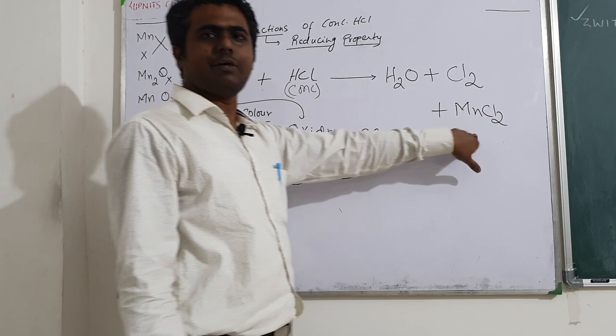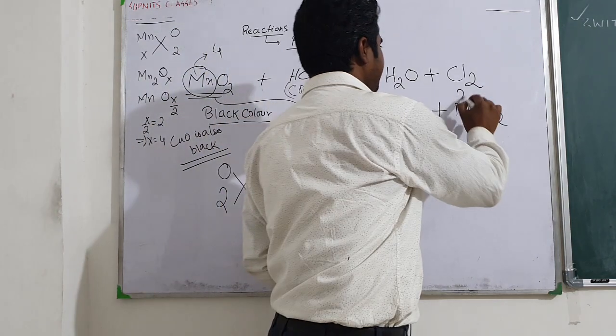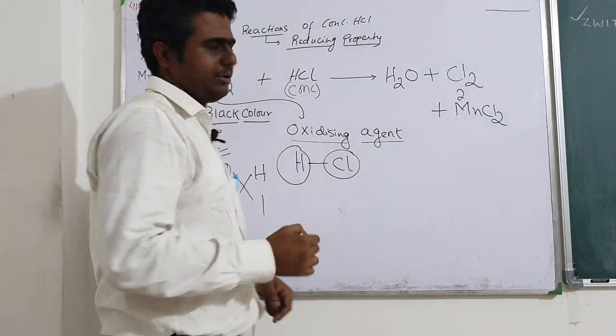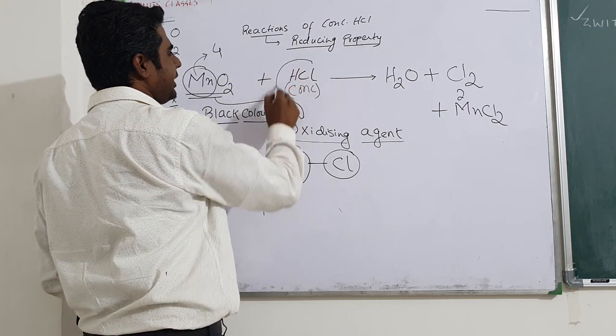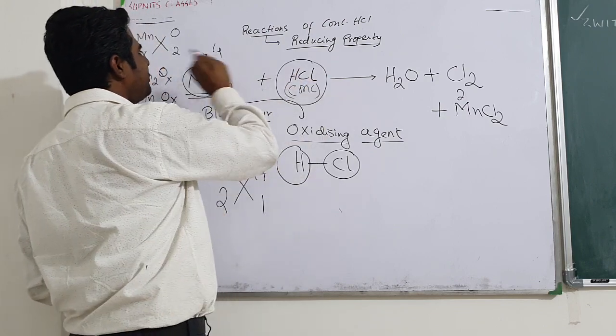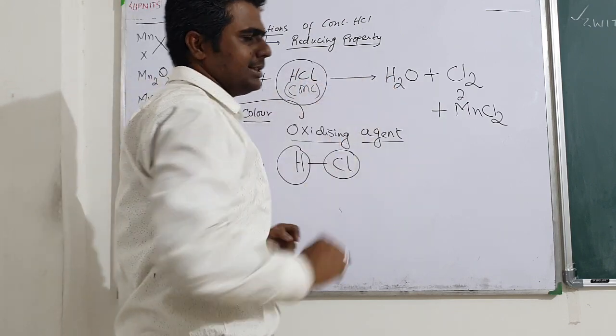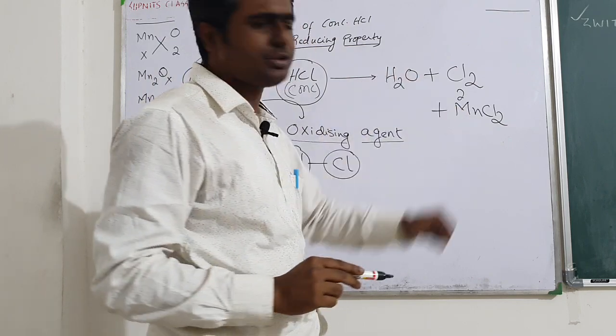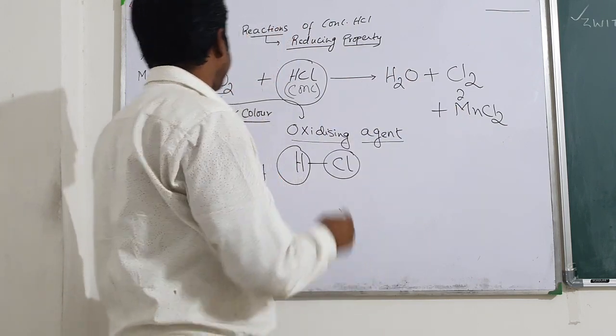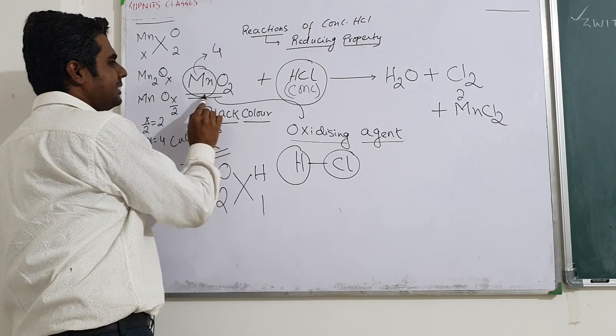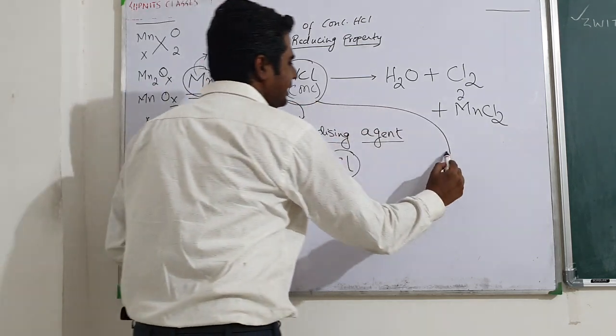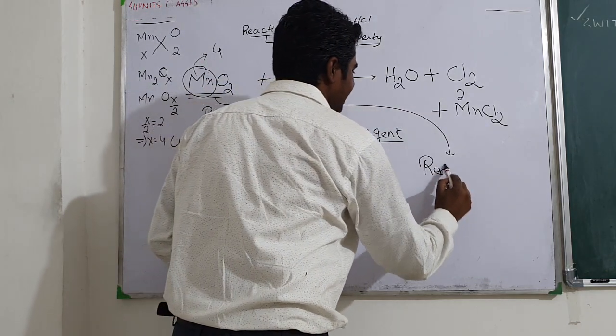If you see here, the valency is 2. If the valency comes down, it is reduction. So concentrated HCl has reduced the valency of manganese, and when the valency is reduced in a reaction, it means you are getting reduced. So here this is the oxidizing agent and this is the reducing agent.